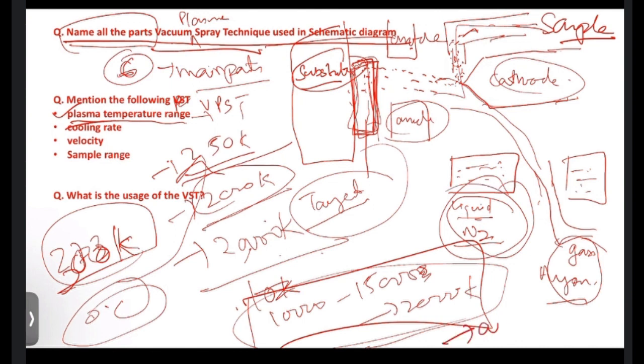Purpose is to arrest grain growth. What will happen if grain growth does not stop? What will happen? If grain size is growing, is increasing, then what is happening?